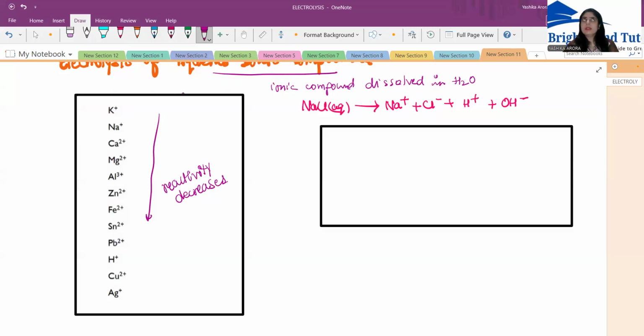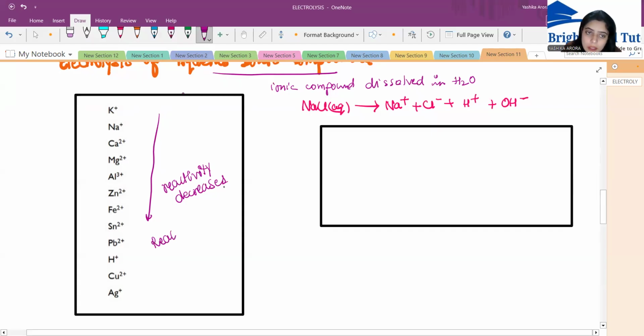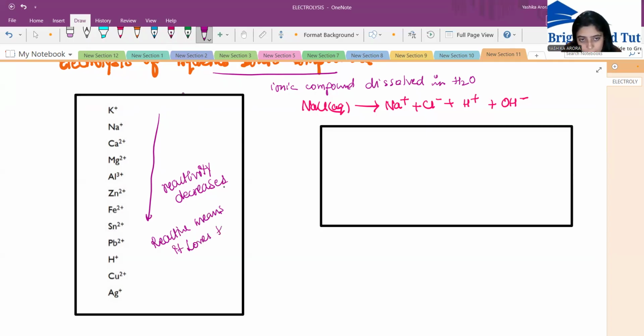Reactive means it loves to stay in the charged state. If you have a competition between K+ and H+, H+ lies somewhere here and K+ is here. K is more reactive. K+ says, I am more reactive, I would be staying as K+ only. H+, you get reduced.